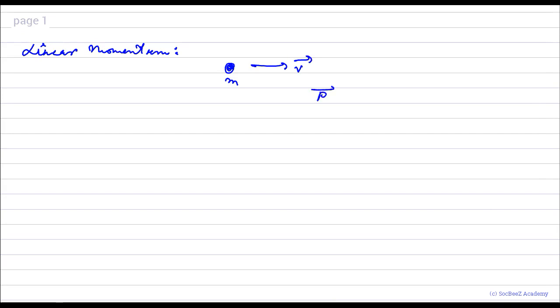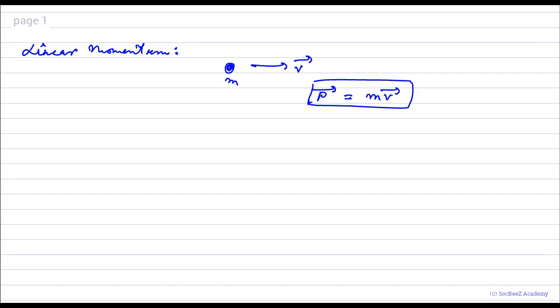Let us now begin another topic, that is linear momentum and its conservation principle. So if I have a body of mass m and let's say it has a velocity v, the linear momentum is defined as p. It is given by m times the vector v. This is basically the mathematical definition of a physical quantity, linear momentum.